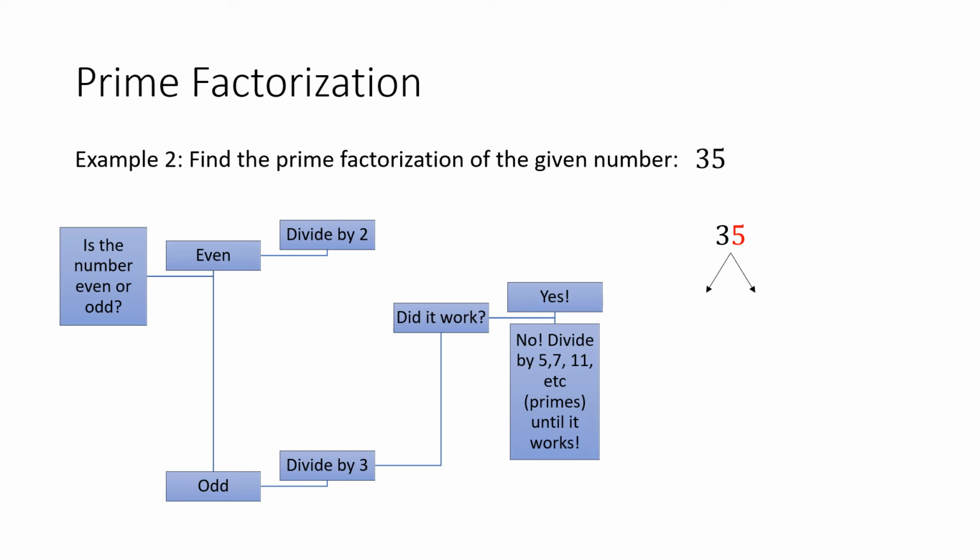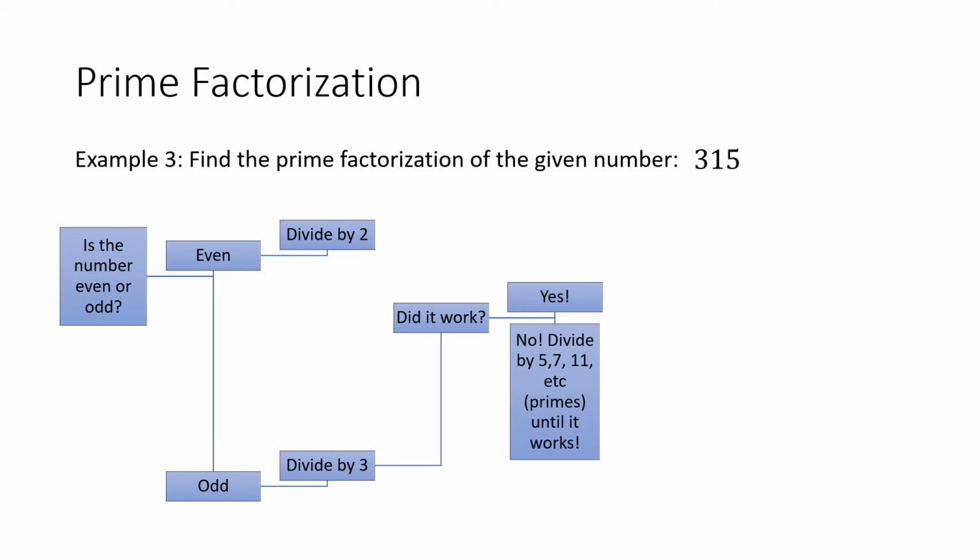When you divide 35 by 5, you get 7. And so 5 is a prime number, and then the 7, we have to ask ourselves, is that prime? Because if it is prime, that means we're done with the prime factorization. And 7 is prime, so we are done. So 35 is equal to 5 times 7, because those are the primes that make up 35.